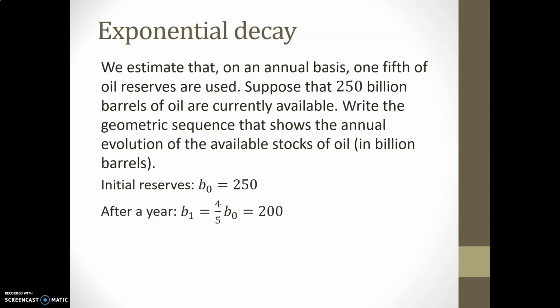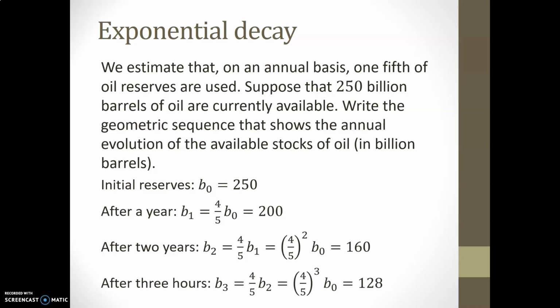After 1 year, we will have 4/5 of what initially was available in terms of oil. 4/5 because 1/5 was used. So 4/5 of B0 is 200. After 2 years, 4/5 of what was available after year 1 is still left, or if you prefer, 4/5 squared of what was initially available at time 0. And after 3 years, 4/5 of what was available after 2 years, or 4/5 cubed compared to what was initially available at date 0, so 128. So here is the evolution in time.